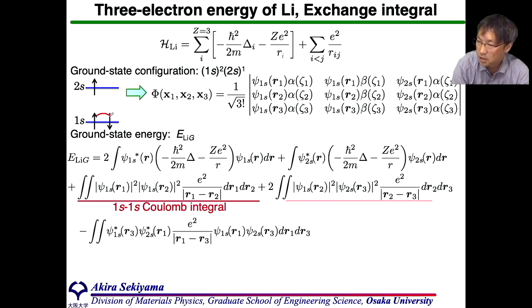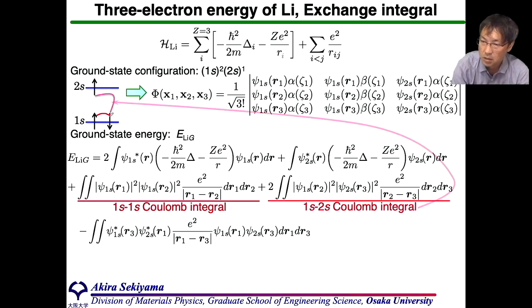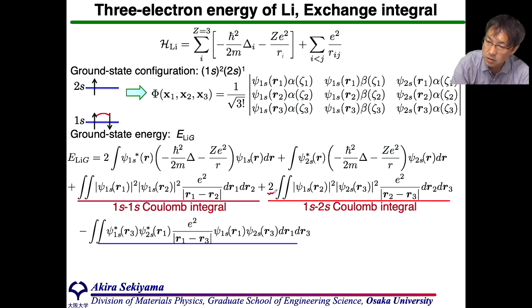The second term stands for the 1s Coulomb integral, like this one. Since there are 2 1s electrons, this 2 must be multiplied. And after the calculation, we can notice this term is given. This is due to the nature of the Slater determinant.